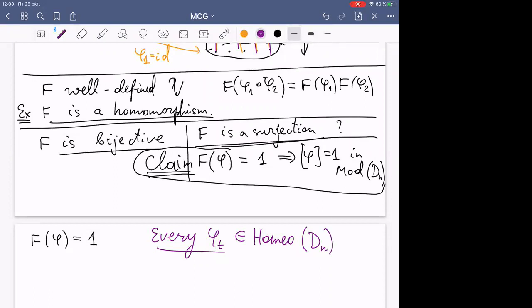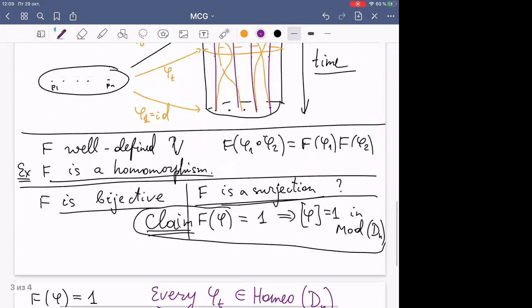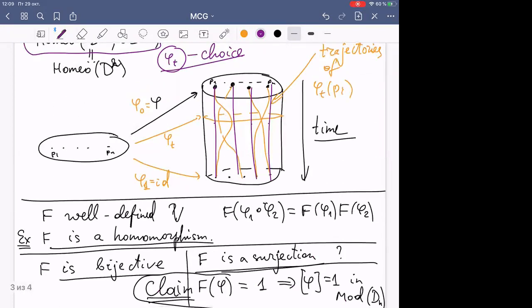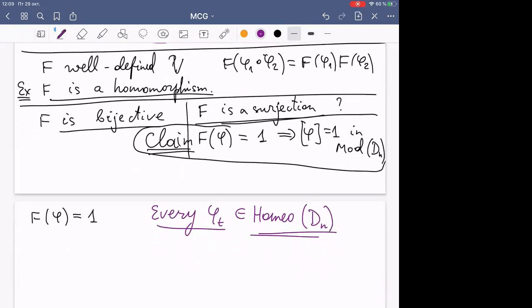Of n-punctured disk. We may... and what does it mean? This means that the original homeomorphism is homotopic to the identity inside homeomorphisms of Dn. This is exactly that it is trivial in the mapping class group of Dn. Okay, so this finishes our claim.